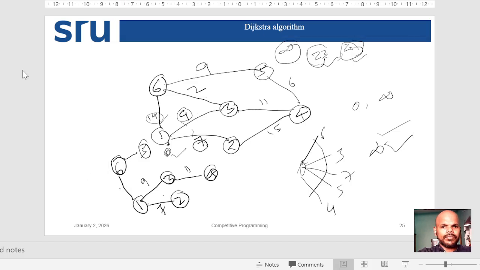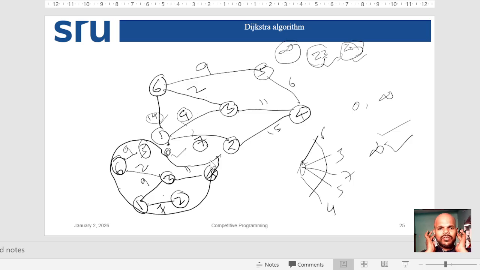So you add this path, like this path. So this will be the 2. So this is the 9, right? So these are the answers for the given problem.